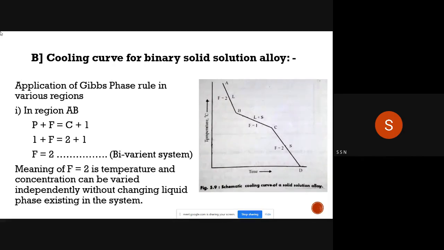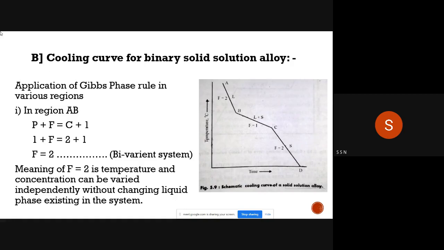C is the number of components. So for a binary solid solution alloy, two components will be there. Therefore, instead of C, I will write 2 plus 1. So F we are getting equal to 2. F equal to 2 means it is a bivariant system. For the A to B curve, the system is bivariant. That means temperature and concentration can be varied independently without changing the liquid phase in the system.